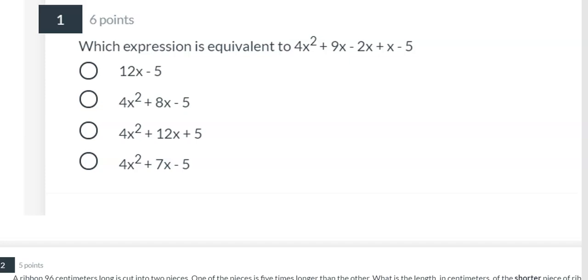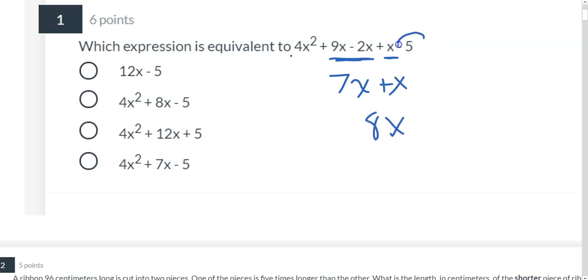Okay, so if I'm going to figure out what's equivalent to this, I just add the things that I can add. I can add x's to x's. I've got 9x and I've got a minus 2x. I can combine those like terms right there. 9x minus 2x is 7x. And then they've got this other x over here. So I got 7x plus 1 more x is going to give me 8x.